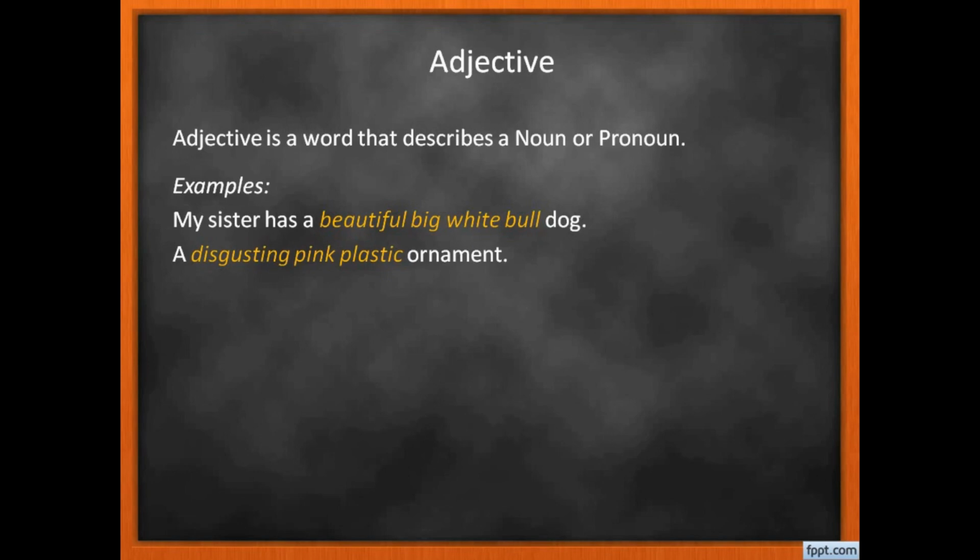Pink, plastic ornament. They give us information about what color and what material. And the disgusting adjective gives us the answer to questions like, what is your opinion of the ornament? And you say it is disgusting. And what color is the ornament? It's pink. And what type of material is it? You say it is plastic.